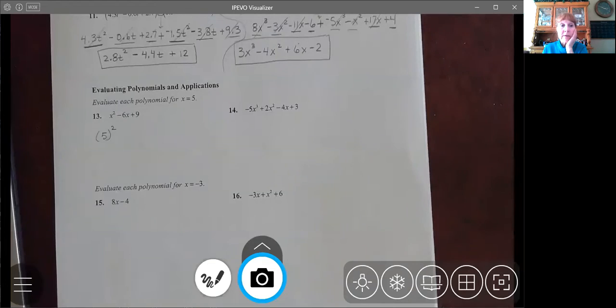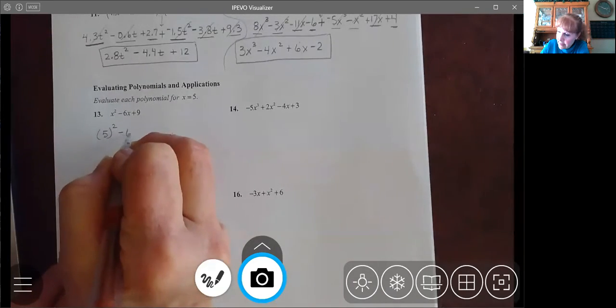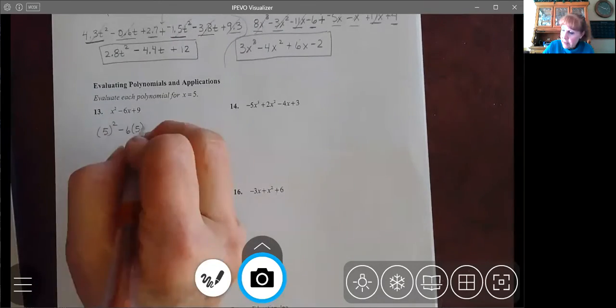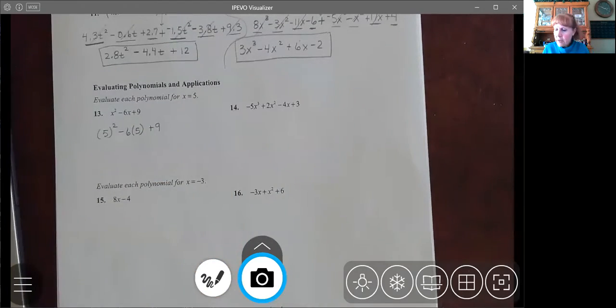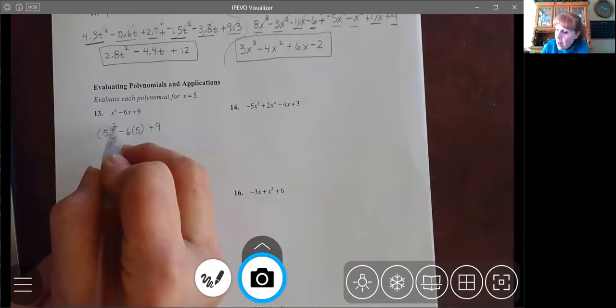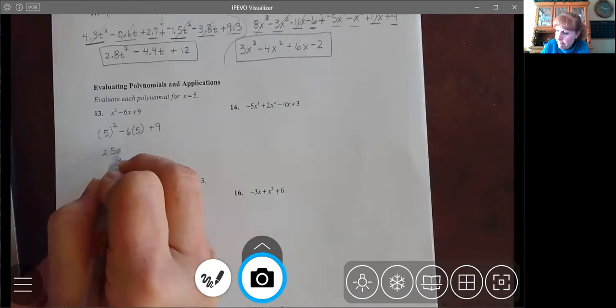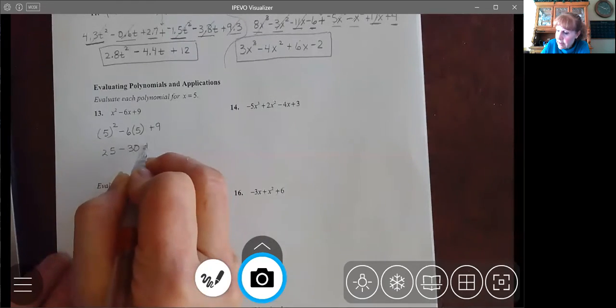I put the squared on the outside. If that had happened to be a negative 5, you have to have the parentheses around it in your calculator, or it'll give you negative 25 instead of a positive 25. So then you have minus 6 times 5, parentheses mean times, plus 9. If you were to type this in, it'll do the PEMDAS for you. If not, we've got 5 squared is 25, 5 times 5, minus 30, plus 9.